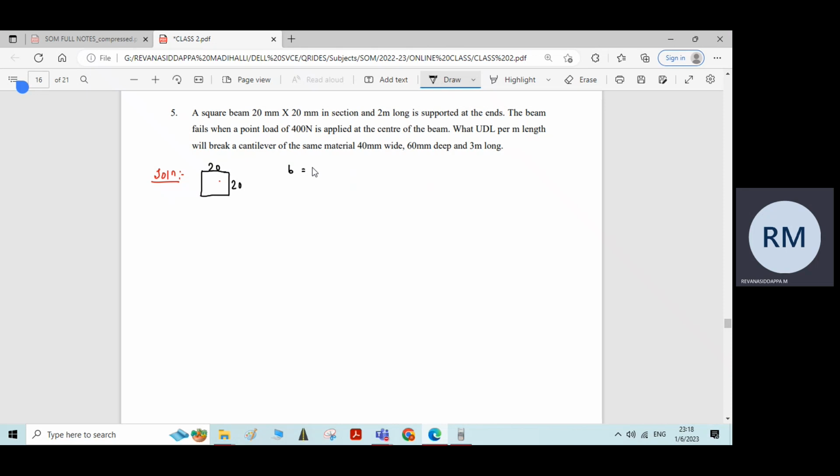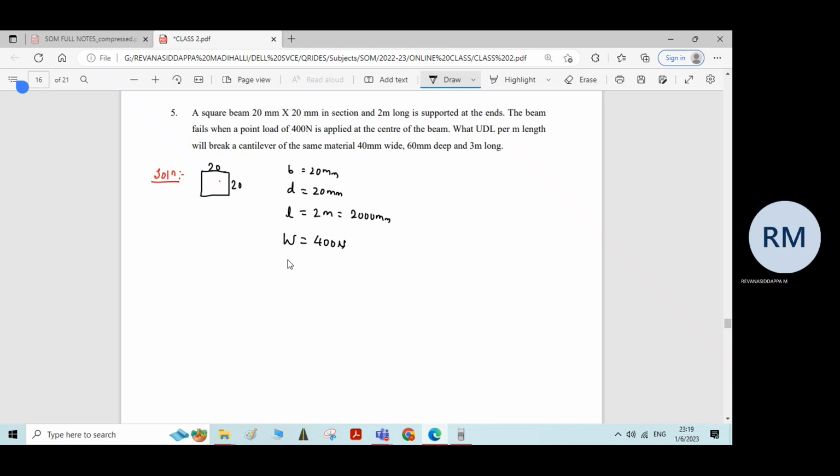So B is equal to 20 mm, D is equal to 20 mm, width and depth of the beam. 2 meter long, L is equal to 2 meter, in terms of millimeter, 2000 millimeter, is simply supported at the end. So it is a simply supported beam. The beam fails when a point load of 400 Newton is applied at the center of the beam. Load on the beam is given, point load that is 400 Newton.